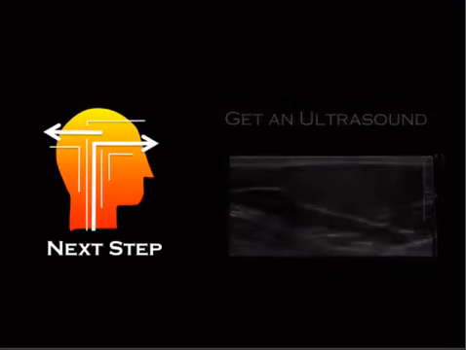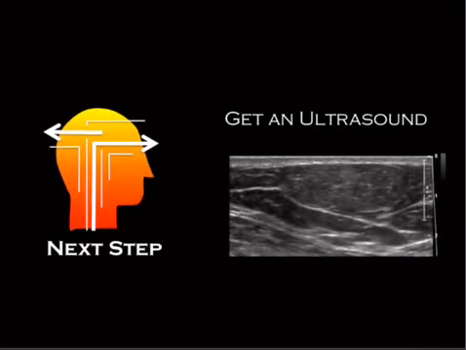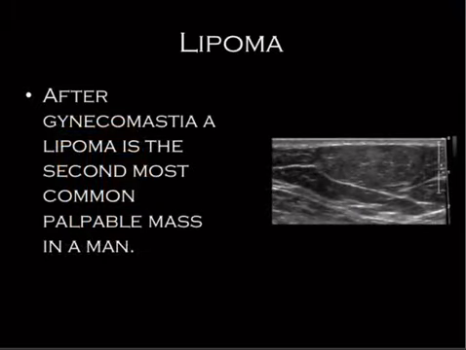And so you get an ultrasound, and this is what you see. Very discrete finding. Echogenicity is isoechoic with adjacent fat. You palpate it and it's soft, and this is a lipoma, just like if we were going to ultrasound the back or the leg or something somewhere else in the body, a lipoma is still a lipoma. And in a man, next to gynecomastia, this is the second most common palpable finding.